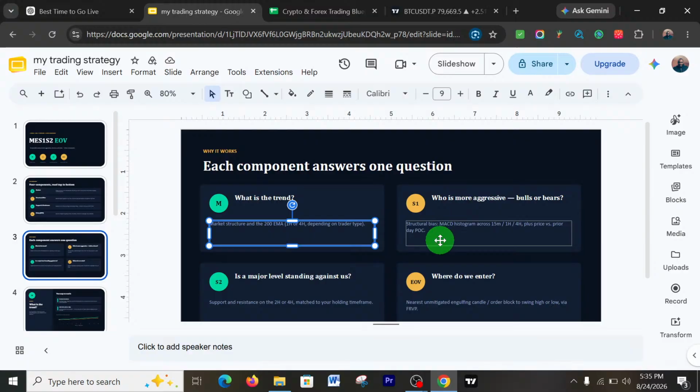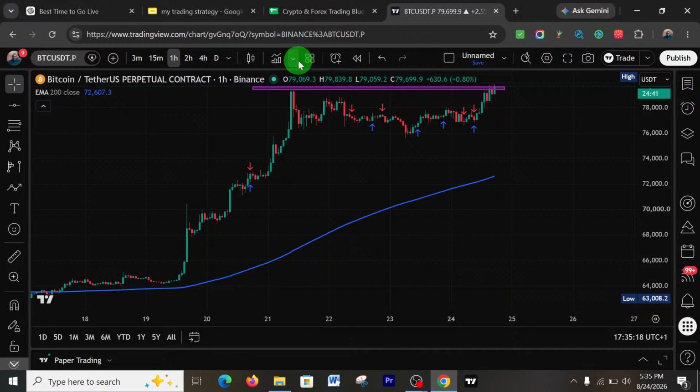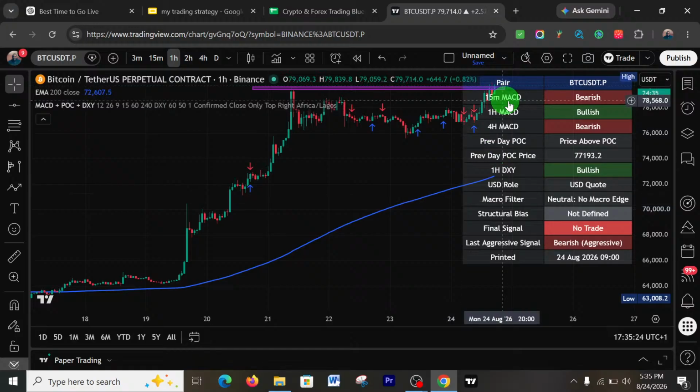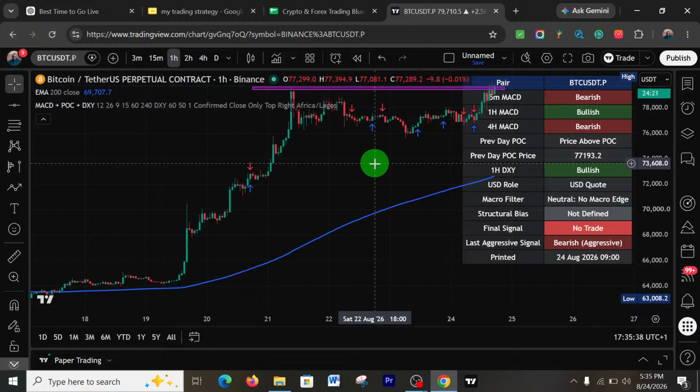We use S1 for that, structural bias. We're asking ourselves, okay, fine, we know this is an uptrend, but are buyers super excited in this uptrend, or are they beginning to get tired? So if you see that the 15 minutes MACD histogram is bullish, 1 hour is bullish, 4 hours is bullish, price is above the previous day's POC, then the DXY is bearish. That means that buyers are super excited for this risky asset, which is Bitcoin.